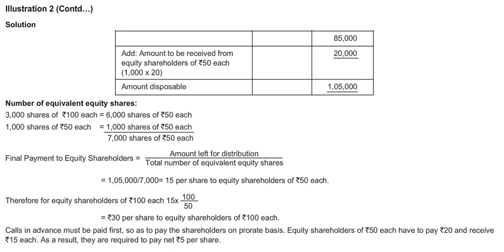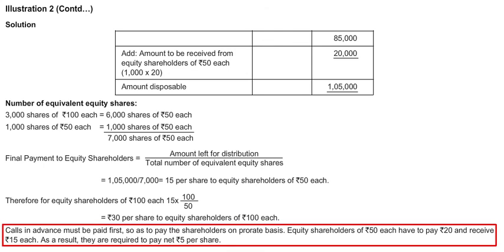Now for the 1,000 equity shares, rupees 20 is the uncalled capital which we have to call, and 15 is the amount which will be paid to these equity shareholders. So 20 per share is receivable and 15 per share is payable. Netting it off, rupees 5 per share is payable by them. So for equity shares of rupees 50 each, 5 multiplied by 1,000, that is 5,000, will be paid by that category of shareholders. So this is how the account will be prepared.